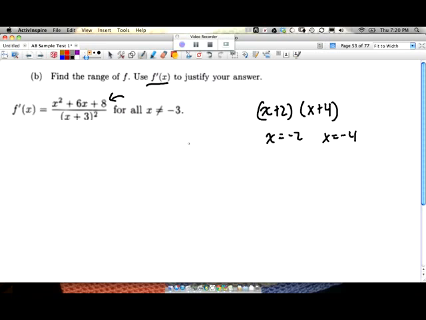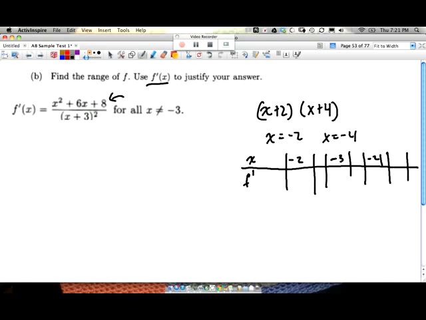But here is the crazy part. If I were to do a sign chart with x and f prime, let's say I look at negative 2, and then negative 3, and then negative 4, and look in between these values as well. Here f prime is 0, here it does not exist, and here it's also 0. But what happens in between?